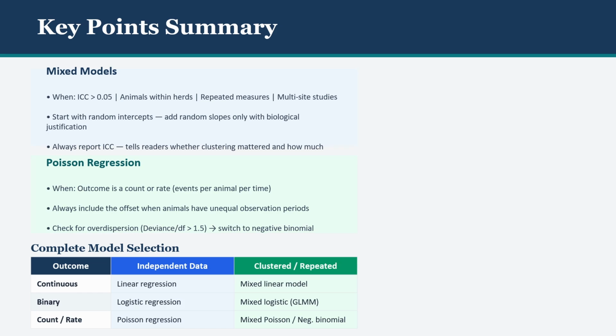The checklist at the bottom is what to run through before opening any statistical software. Outcome type first, data structure second. For counts, check overdispersion third.